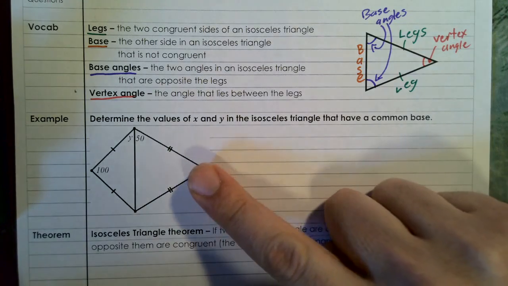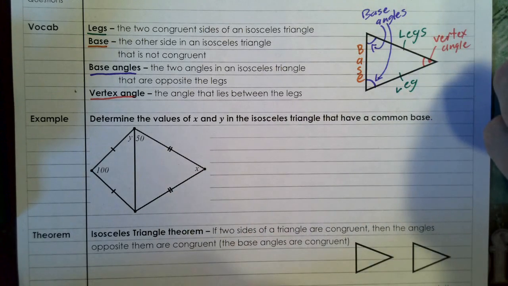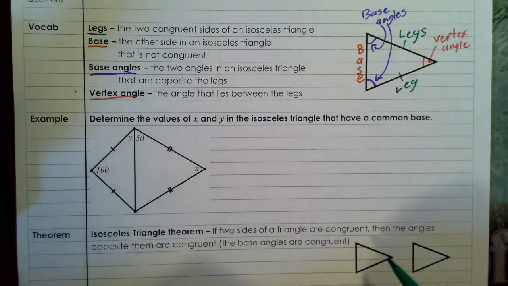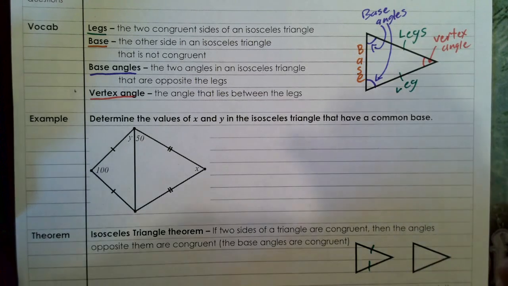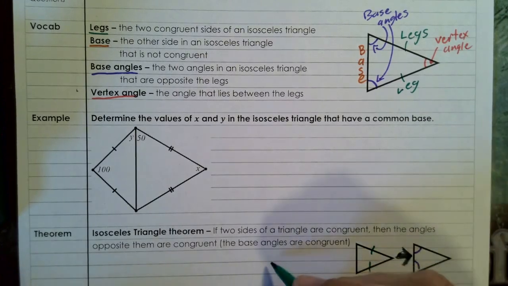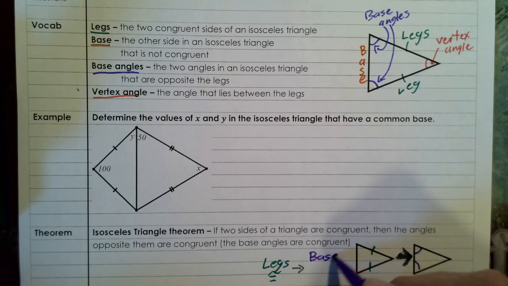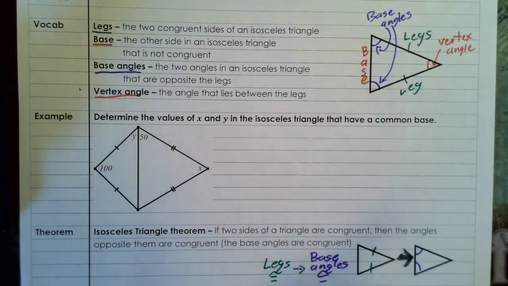So what we're going to do down here is determine the values of x and y in this isosceles triangle that have a common base. Now, what we're also going to see is inside of those isosceles triangles, if these two sides are congruent, that means that these two angles on the bottom have to be congruent. So if legs are congruent, we can say the base angles are congruent. That's true about every isosceles triangle.